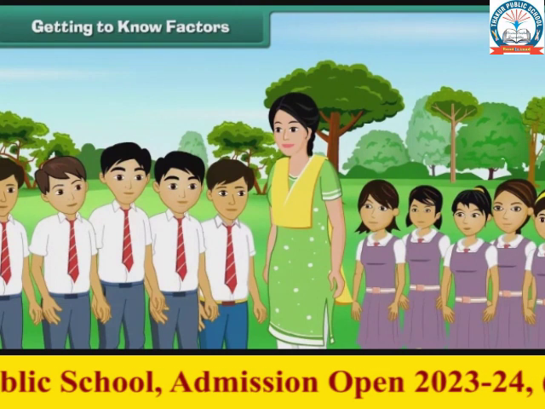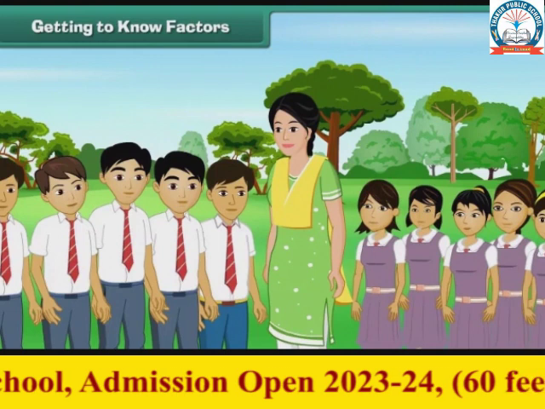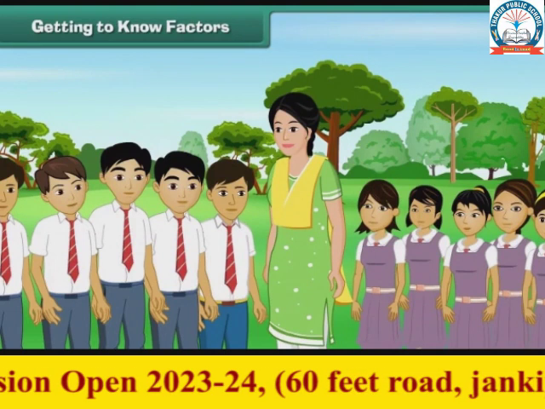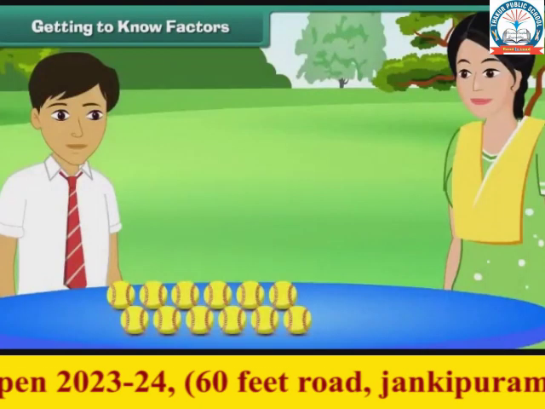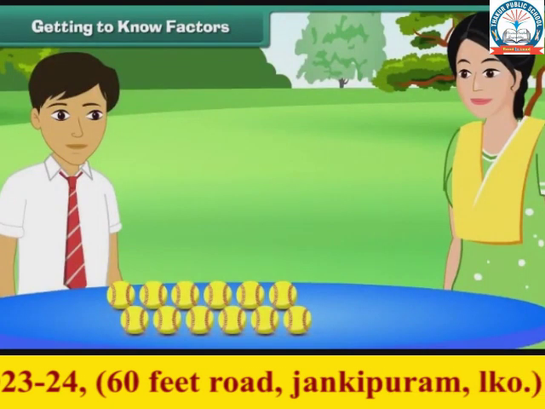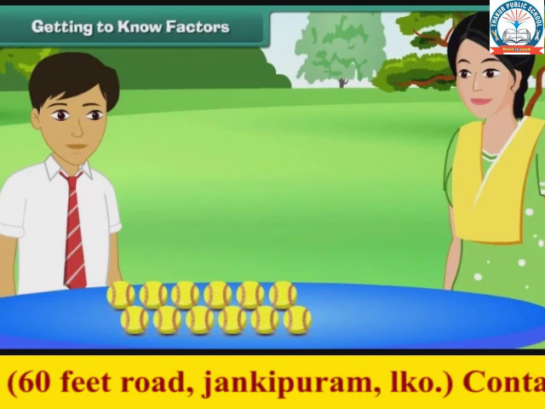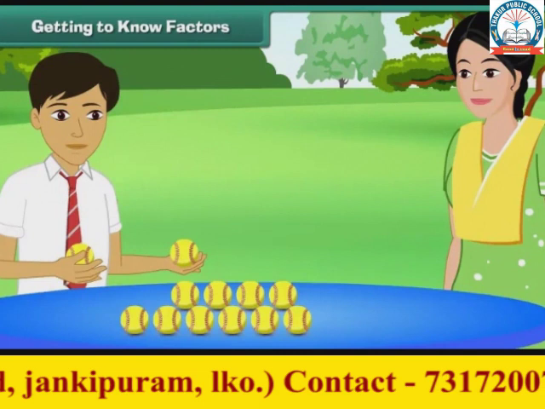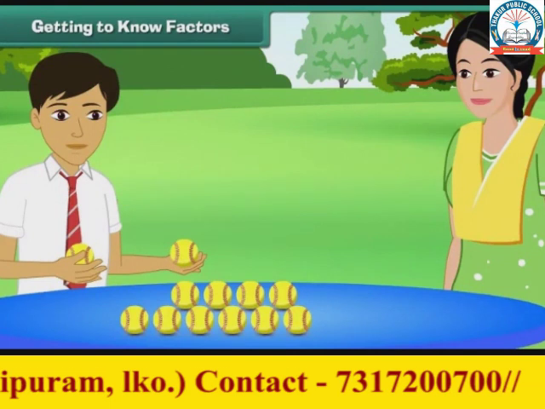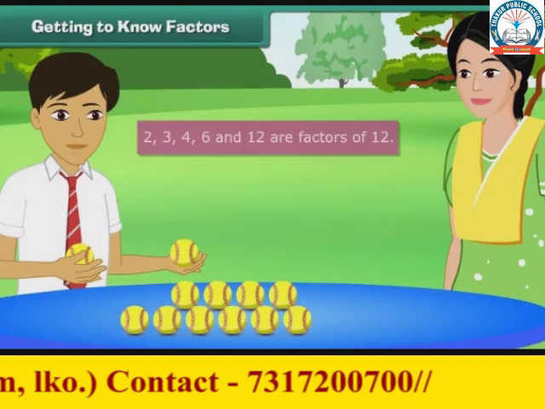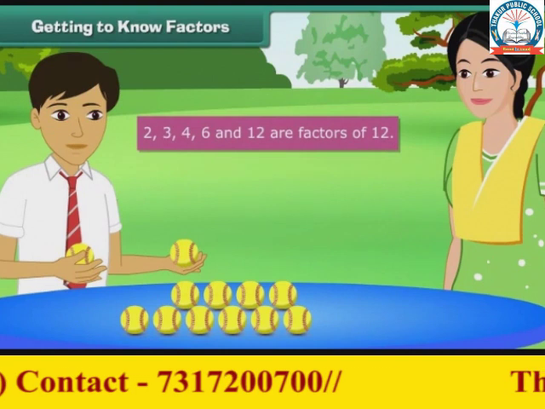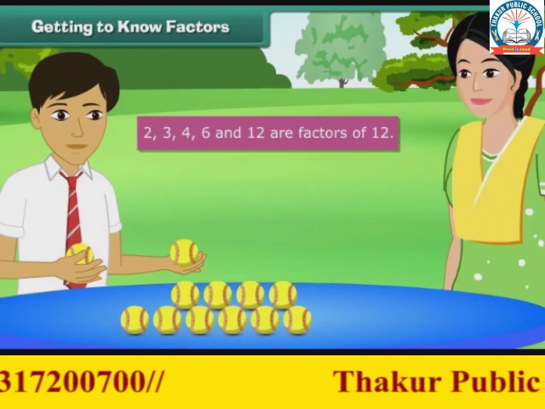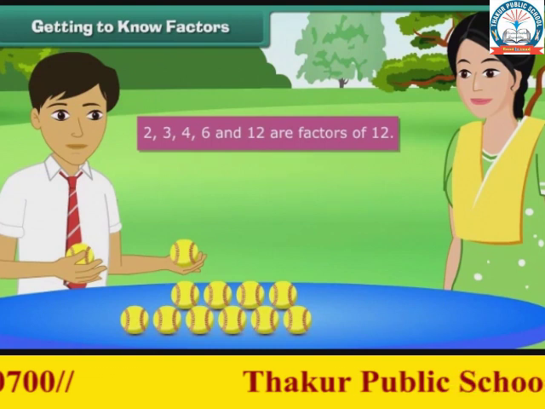Miss Rita calls a student and tells him to think of a multiplication table in which 12 appears as the product. She asks him to pick up those many yellow balls. The student picks up 2 yellow balls. She repeats the exercise with 4 more students. 2, 3, 4, 6 and 12 are the factors of 12.